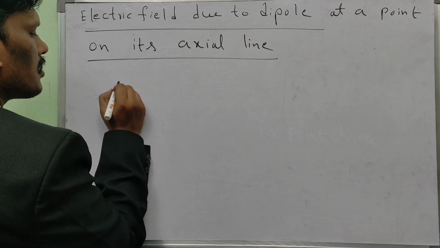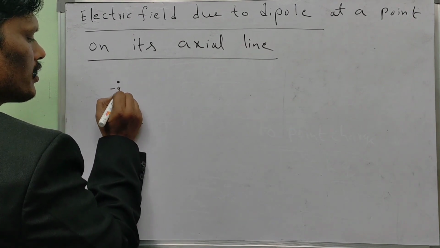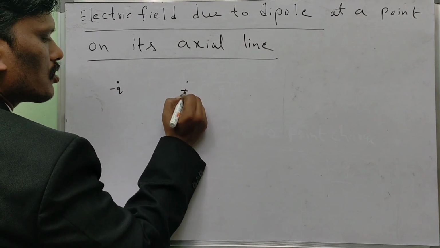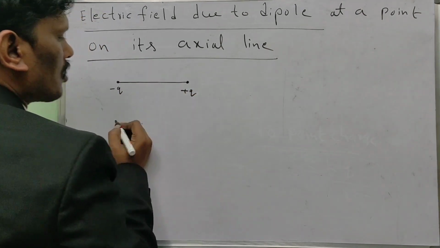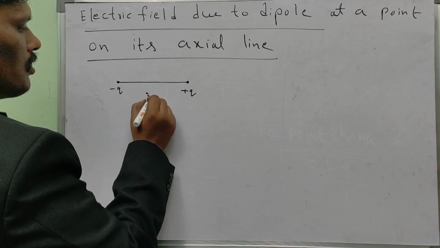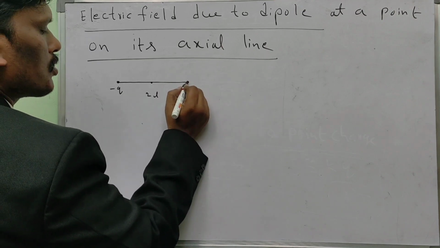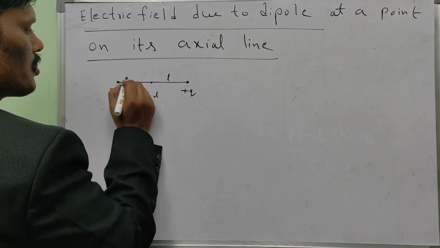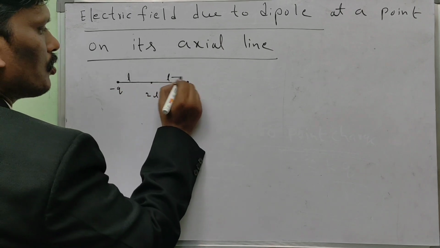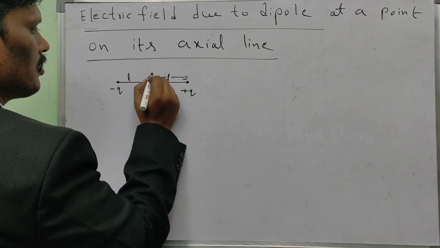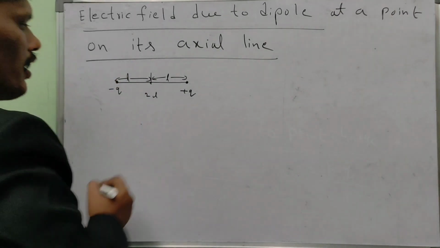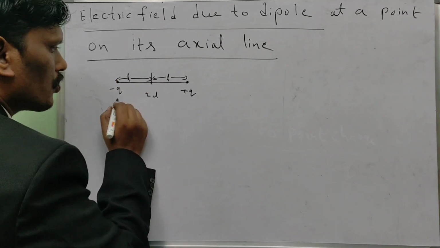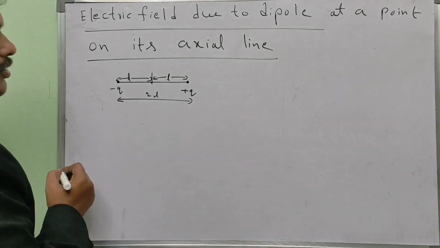That means I am going to consider the dipole first. One is a negative charge, another one is a positive charge. This is the separation between the two charges, that is 2L. From the center to this point is L, from the center to the negative charge is L. So this is L and this is L. Here, the total length is 2L.